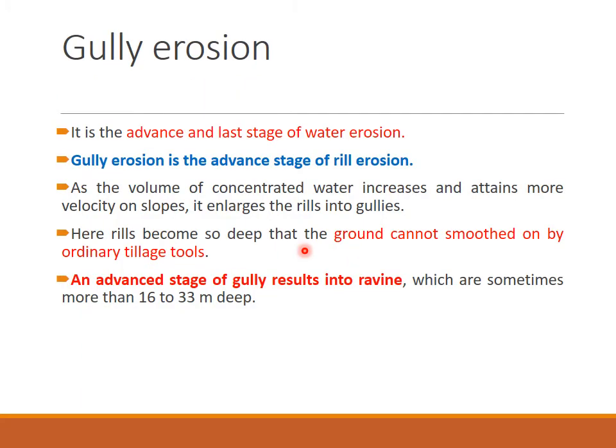Gully erosion is the last stage of water erosion, when the rills are enlarging. The rill is a micro channel. When those rills are enlarging, gullies are formed. So gully erosion is the advanced stage of rill erosion. Then, when the gullies get bigger in size, it is called a ravine.